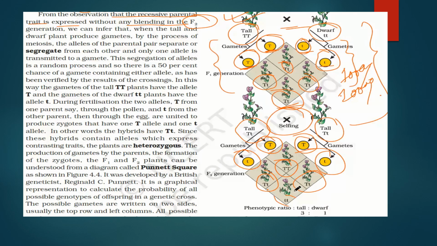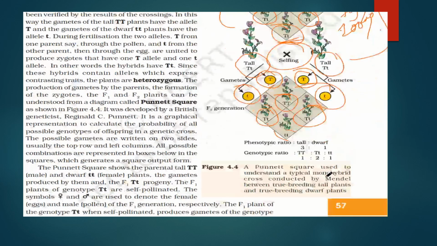So what will be the phenotype? The phenotype is 3:1. So in the F2 generation the phenotype is 3:1. But the genotype is 1:2:1. This is pure homozygous tall, this is pure homozygous dwarf, and this is heterozygous. So 1:2:1 is the genotype.